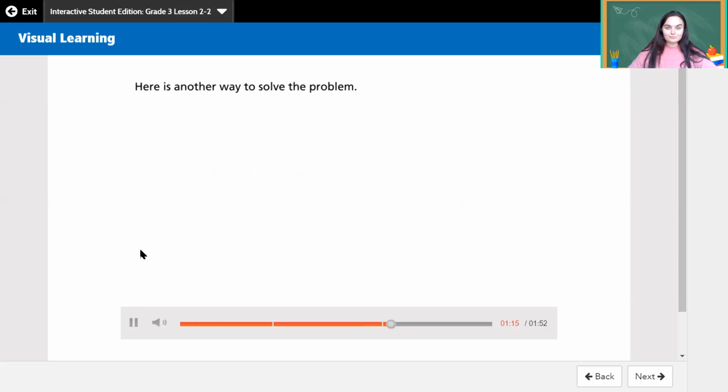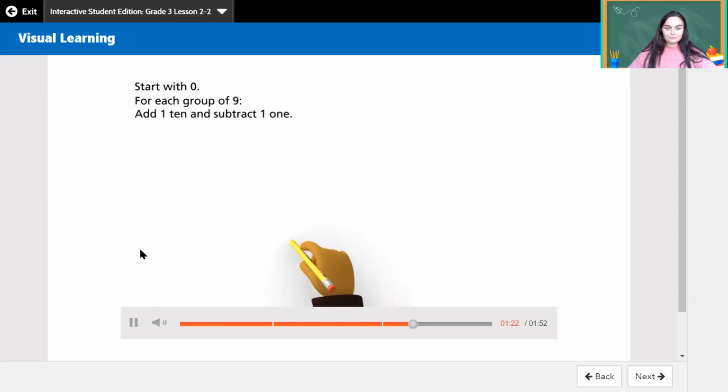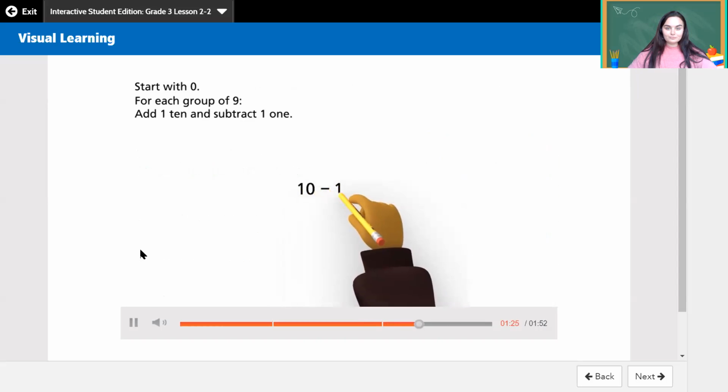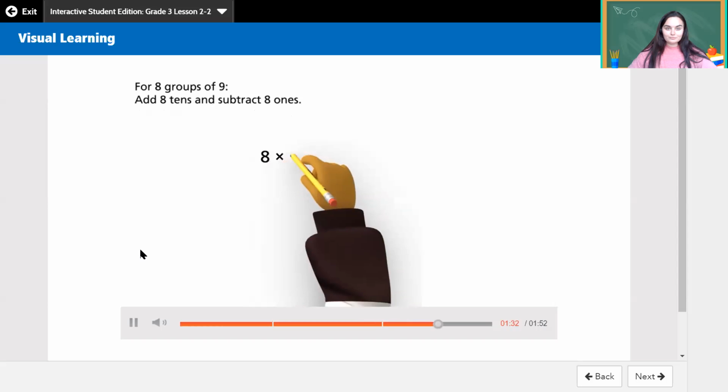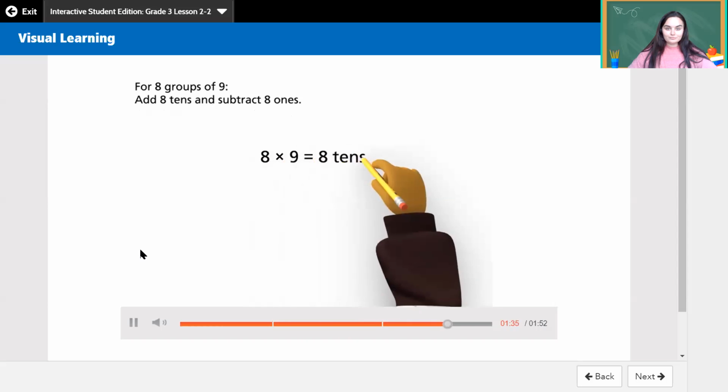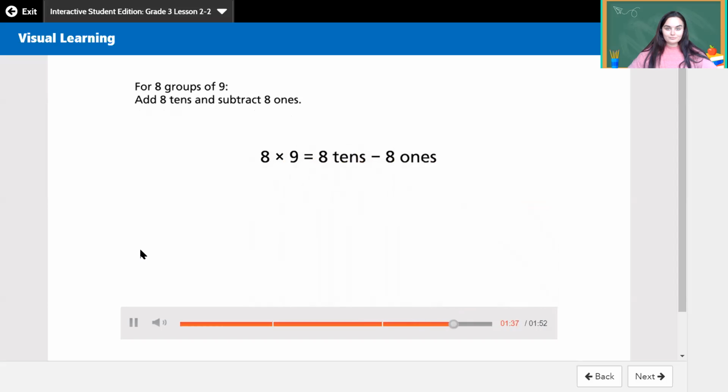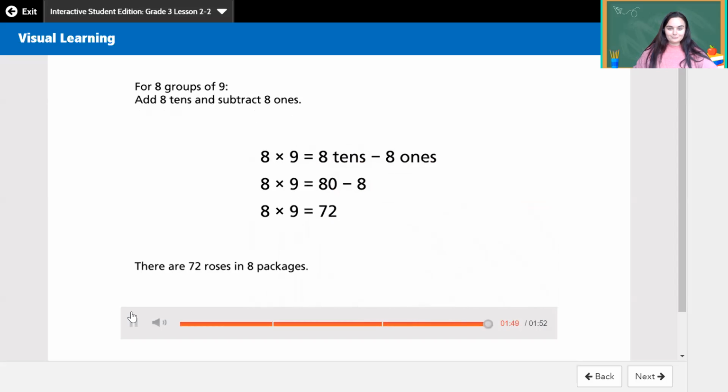Here is another way to solve the problem. Start with 0. For each group of 9, add 1 ten and subtract 1 one. 10 minus 1 equals 9. For 8 groups of 9, add 8 tens and subtract 8 ones. 8 times 9 equals 80 minus 8. 8 times 9 equals 72. There are 72 roses in 8 packages.